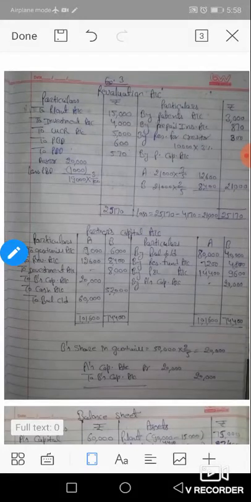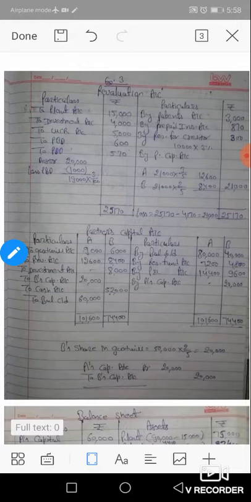Yes, class. Today we will solve numerical number third, chapter number third. Open page number 139 in your book, numerical number third. Now I will start to read numerical number third at page number 139.